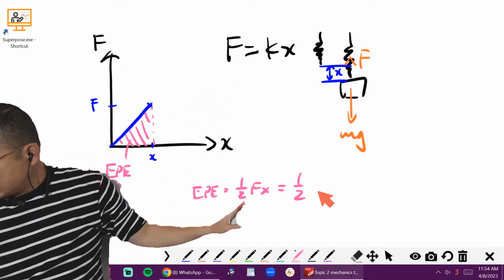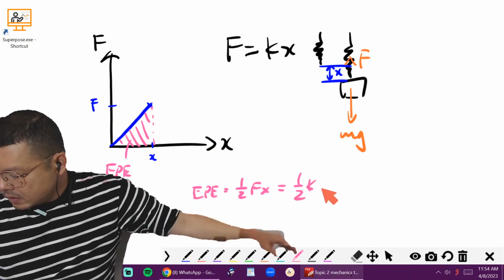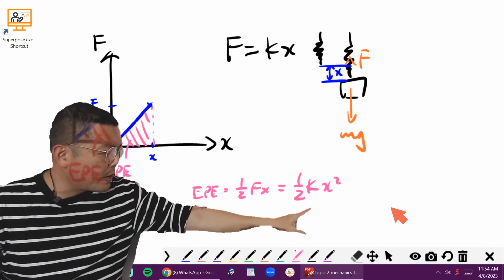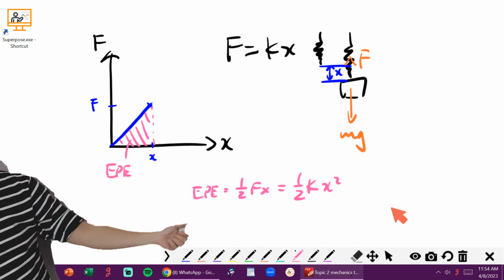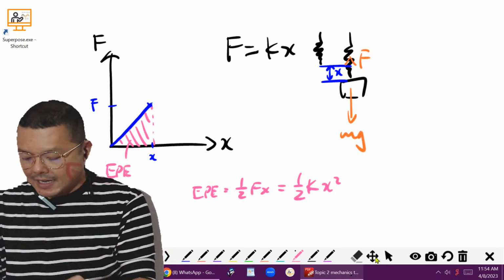Sub f inside. Half kx squared. Good, right? So half kx squared. So instead of f, if you have the spring constant, you have the extension, you square the extension, you will get the area under the graph also, which is the EPE. Okay so far? Good. But here's the annoying thing.